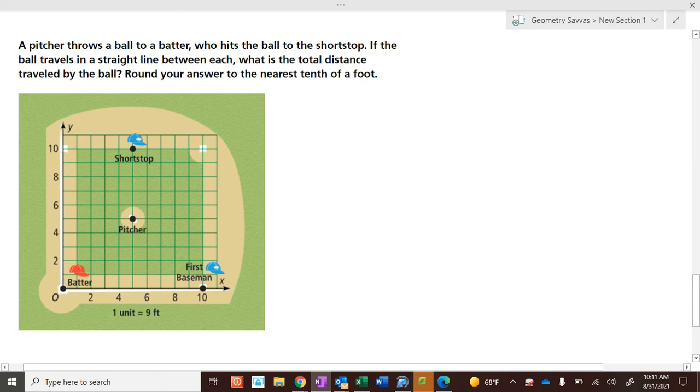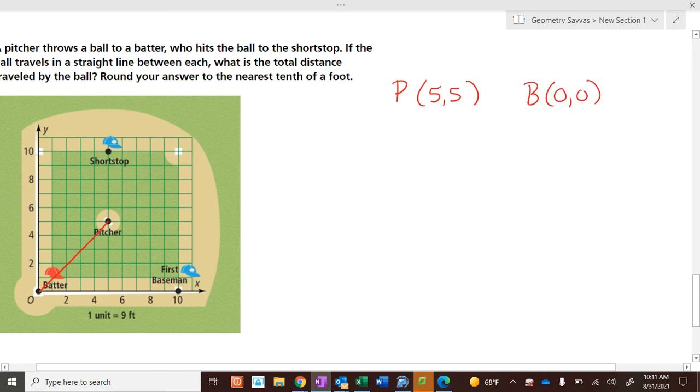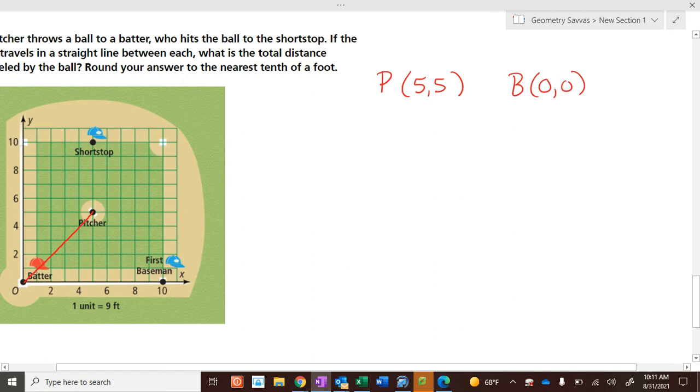A pitcher throws the ball to a batter who hits the ball to the shortstop. If the ball travels in a straight line between each, what's the total distance traveled by the ball? So the pitcher pitches to the batter. The pitcher is at 5-5. The batter is at 0-0. Then, also involved in this whole scenario is the shortstop, because the ball is hit straight to the shortstop. Shortstop doesn't have to move. So the shortstop is at 5-10.